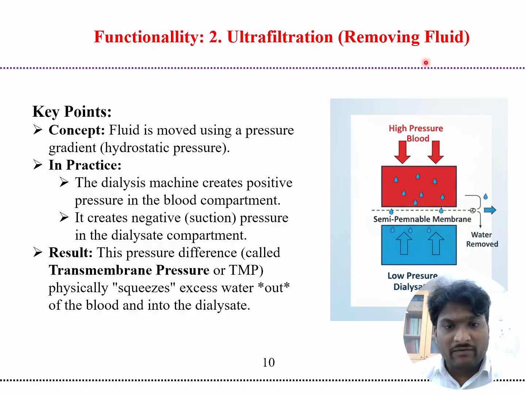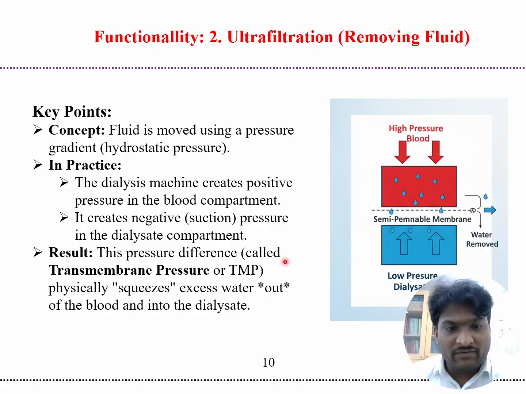And second is the ultrafiltration, removing the excess fluid. The concept: the fluid is removed using a pressure gradient, like hydrostatic pressure. In practice, the dialysis machine creates positive pressure in the blood compartment. You can see here the positive pressure is applied in the blood compartment area. It creates negative suction pressure in the dialysate compartment.